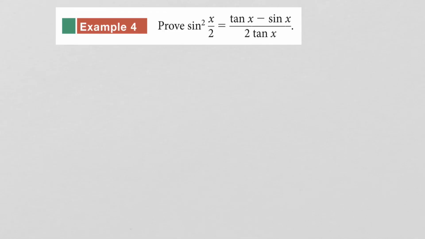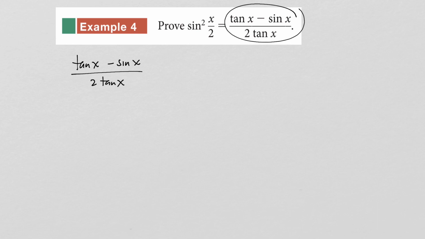And for our final example, we are going to prove that sine squared of x over 2 equals (tangent of x minus sine of x) divided by (2 tangent of x). To do this, I'm actually going to start on the right side. So tangent of x minus sine of x divided by 2 tangent of x. What I can do here is replace tangent of x with sine of x over cosine of x. So we have sine of x over cosine of x minus the sine of x, and then divided by 2 times the sine of x over the cosine of x.